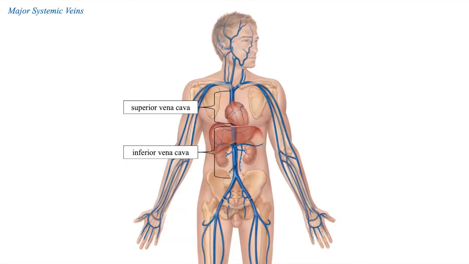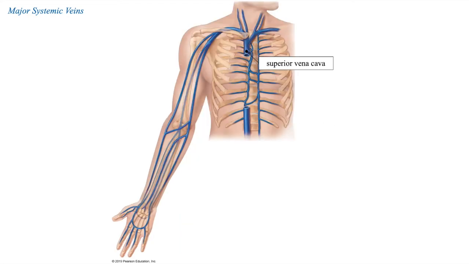Keep in mind that the inferior vena cava is much longer than the superior vena cava and returns blood to the heart from all body regions below the diaphragm. The superior vena cava, on the other hand, receives blood from the veins of the head and upper extremities.